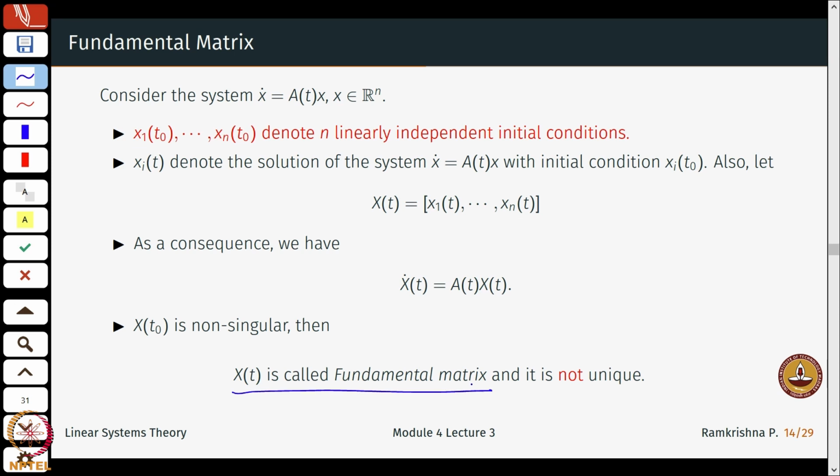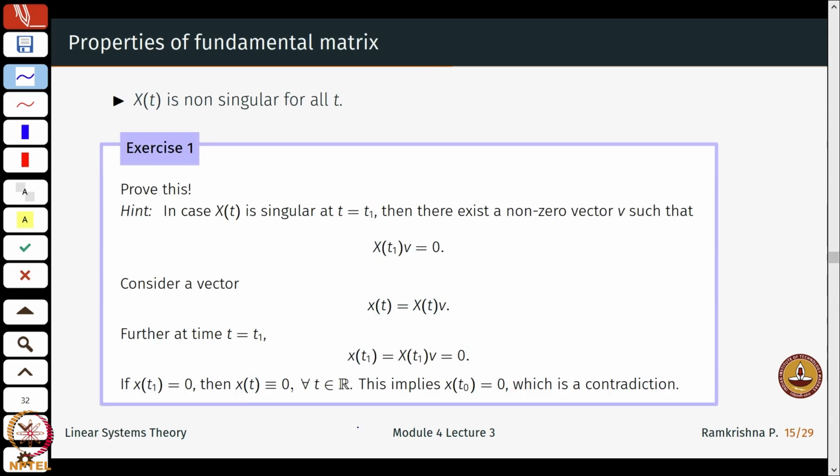The reason I also say that it is not unique is that I can choose any different set of n conditions, say x n plus 1 of t naught till x 2n of t naught, which is whatever initial condition in the state space. That will give me a different capital X, and that will lead to a different fundamental matrix. So I call this a fundamental matrix, but it need not be unique.